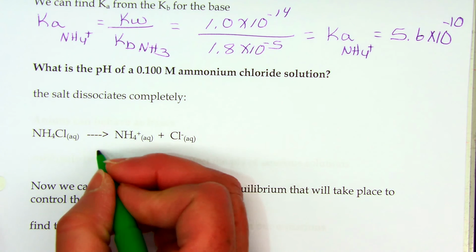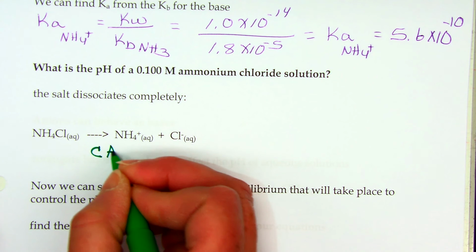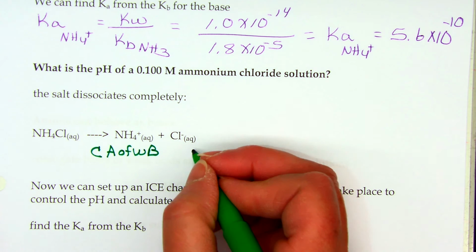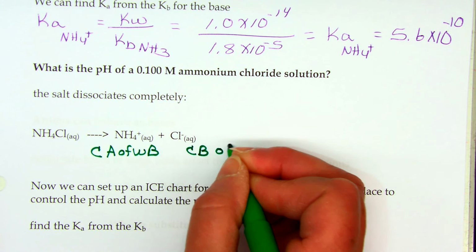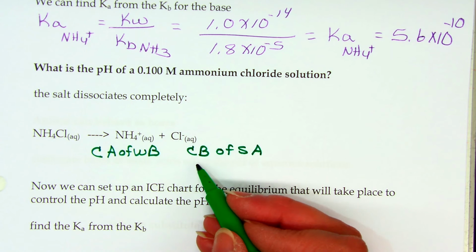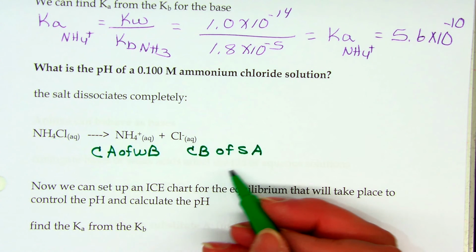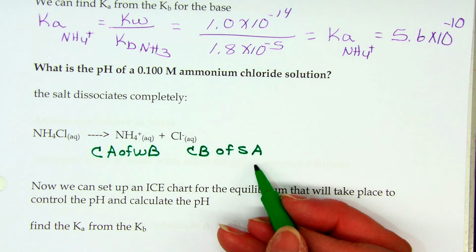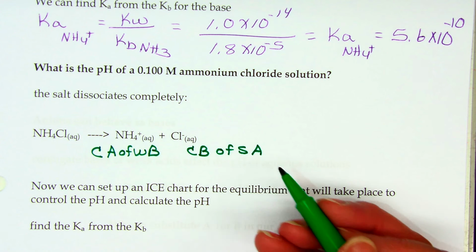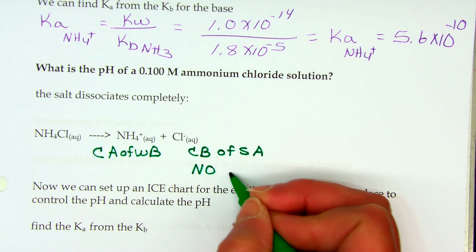So the ammonium ion is the conjugate acid of a weak base, and the chloride ion is the conjugate base of a strong acid. So we have to be able to look at those things and decide what they are in terms of pH activity. The conjugate base of a strong acid has no interest in picking up a proton. Strong acids dissociate completely. Chloride doesn't want a proton, so it has no pH activity.